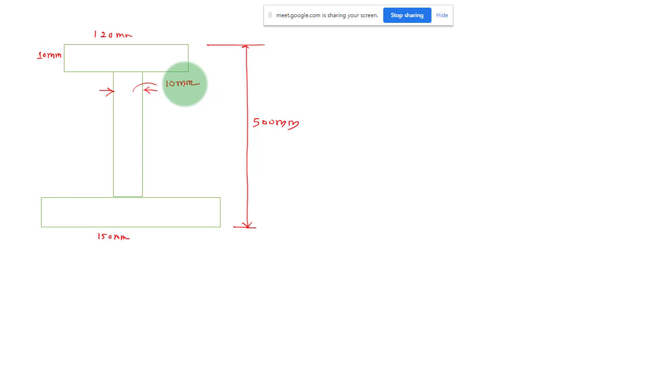Then we can locate the neutral axis. First you have to find the elastic section modulus, and for that you have to locate the centroid. So this distance we can find out as y bar. I have the answer. You can try to solve and we can cross check. It is 215.2 millimeter. That is the centroid, or you can say the elastic neutral axis.